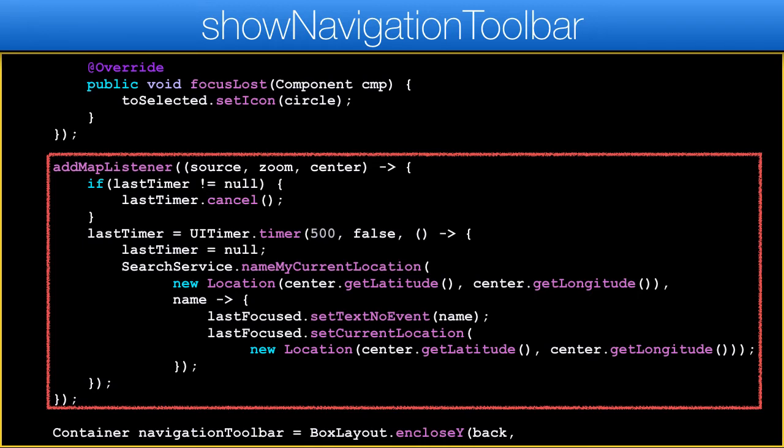The map listener is used for the point location on the map functionality. If I drag the map, it will fetch the location from there and set it to the last focused text field. However, we wait 500 milliseconds before doing that, so we don't send too many web service requests. We cancel the timer if there is one that's already in the waiting stage.